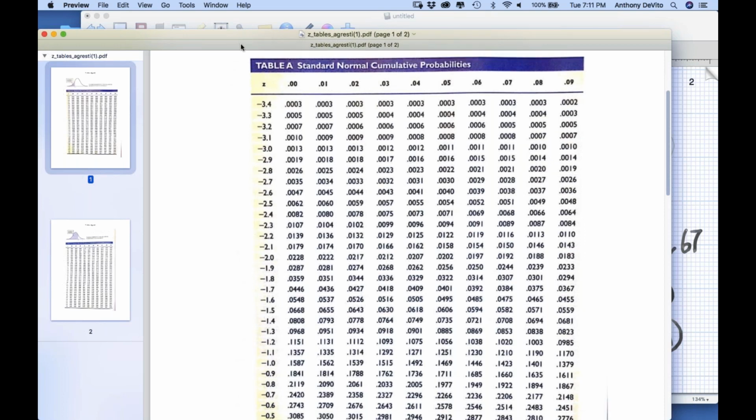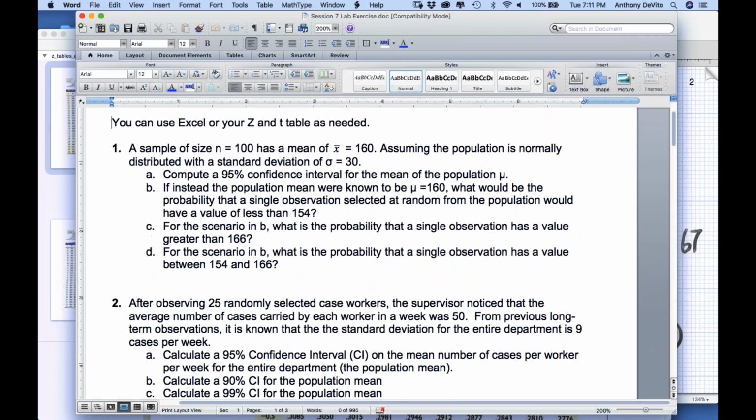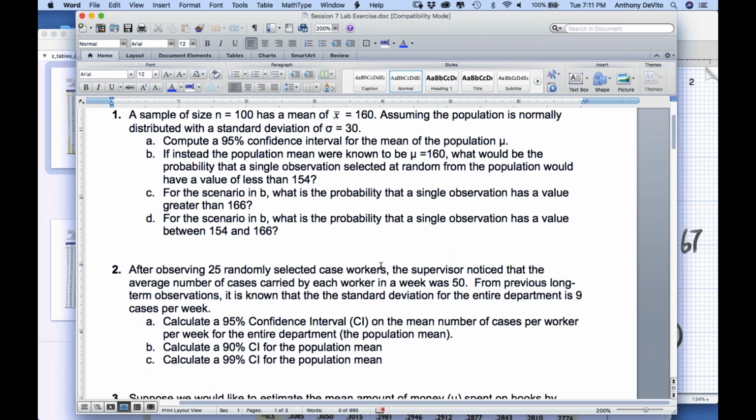Okay? Okay, good. Let's do a couple of examples here. Let's go back to this. You take a sample of size 100 from a population. It has a mean of 160. Assuming that the population is normally distributed with a standard deviation of sigma equal to 30, compute a 95% confidence interval for the mean of the population. I'll give you guys a chance to give that a try. The sample mean x bar is 160, sigma is 30, and the sample size is 100.